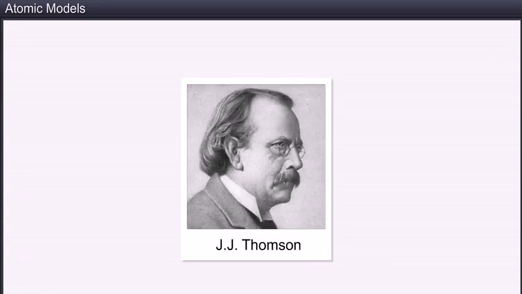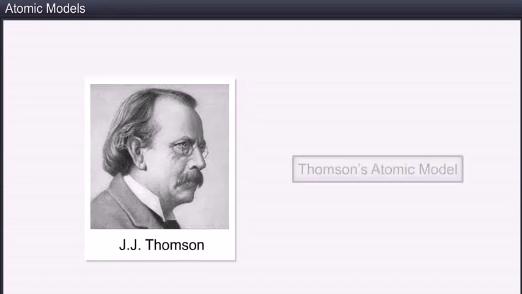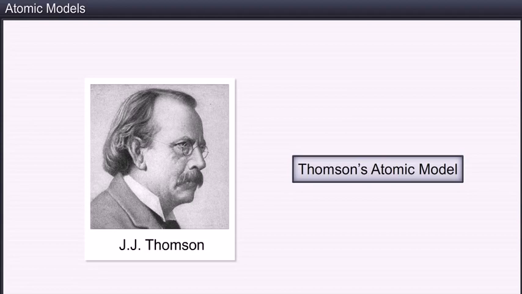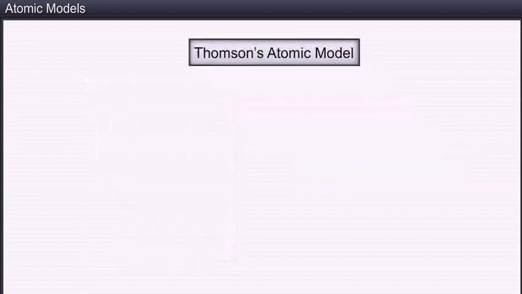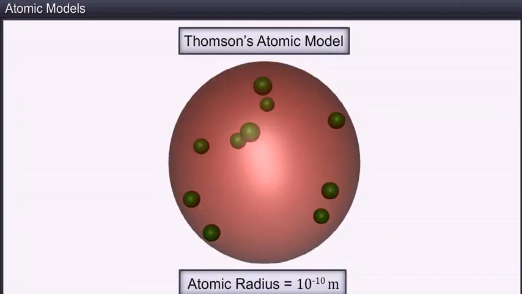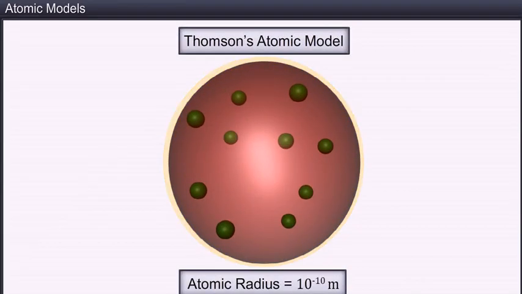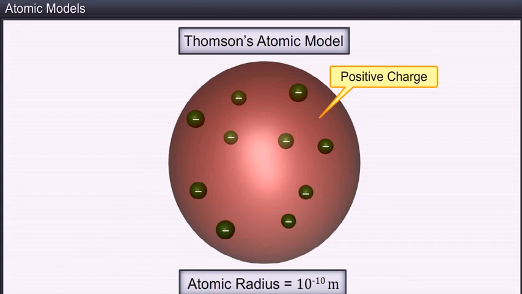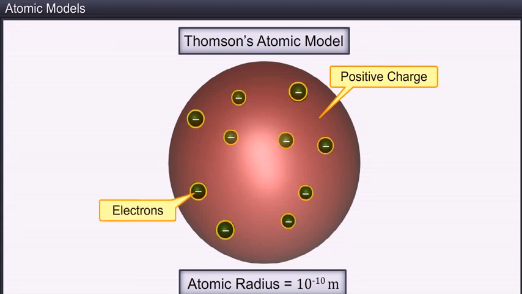J. Thomson, in 1898, proposed the atomic model called Thomson's atomic model soon after the discovery of electrons. According to this model, an atom is a sphere of radius 10^-10 meter with uniform distribution of mass and positive charge, with negatively charged particles called electrons embedded in it.